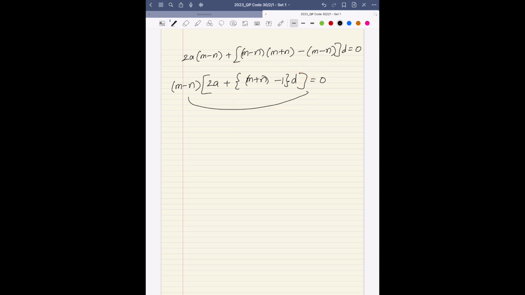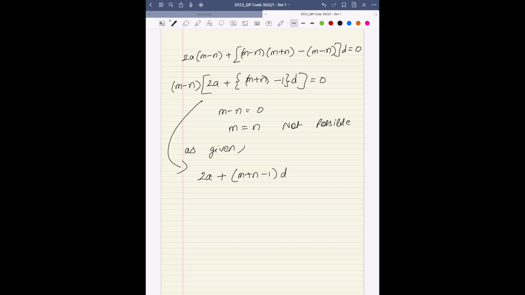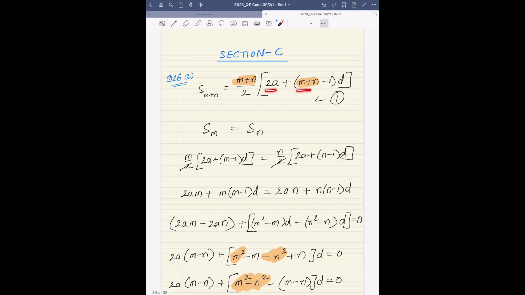If you put m minus n as 0, you will get m is equal to n, not possible as given in the question, right? So this is not possible. I'll just write as given. Okay. Now, or this will be 0. So look at this, 2a plus bracket m plus n minus 1 times d is 0. You see the magic? This is 2a plus m plus n minus 1 times d.